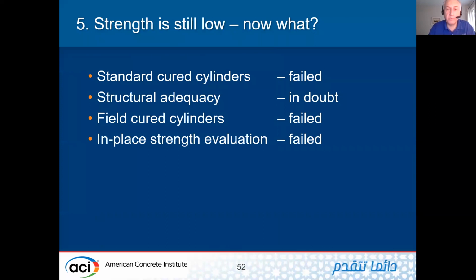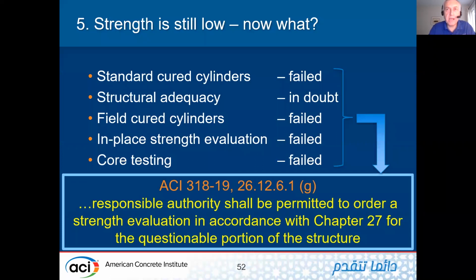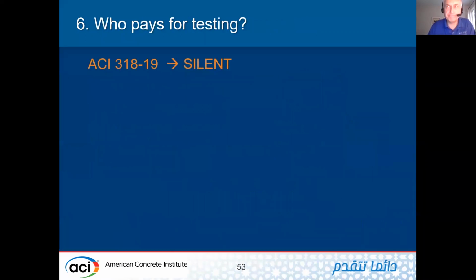If you have them, or you don't have them maybe. You looked at in-place strength evaluation, you still have low strength values. You do the core testing and you still have some problems. And in that case, ACI is very explicit. It refers you to chapter 27, which is the load testing. And even though it's not part of the presentation that I have for you, this is a very expensive proposition, and I hope none of you is in that situation.